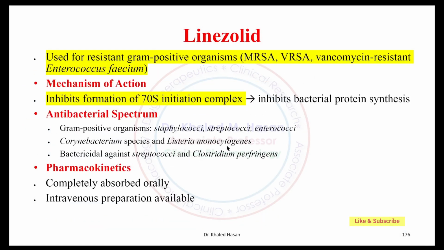Okay. Moving to the next antibiotic, we have linezolid. This medication is mainly used for resistant bacteria such as MRSA and VRE, vancomycin-resistant enterococcus. This medication inhibits the 70S initiation complex and inhibits protein synthesis. It is considered broad spectrum, covering gram-negative and gram-positive bacteria, with a bactericidal effect.